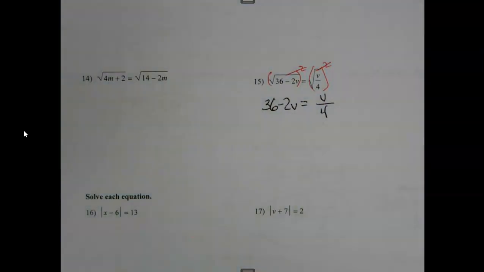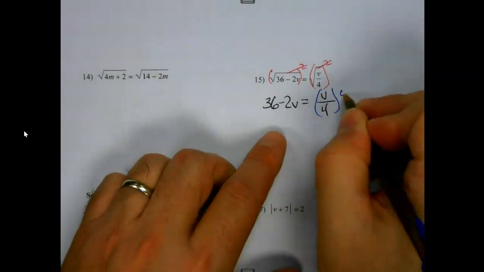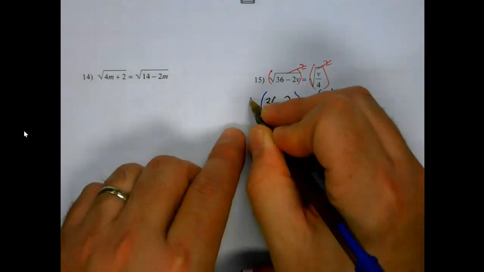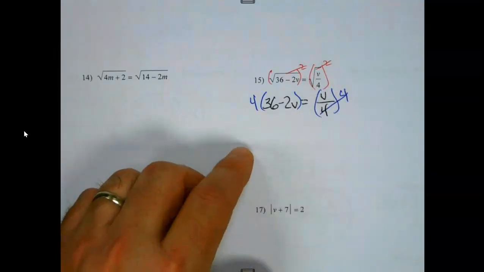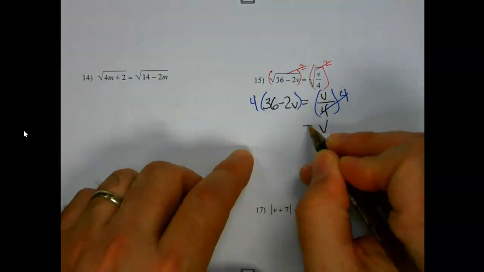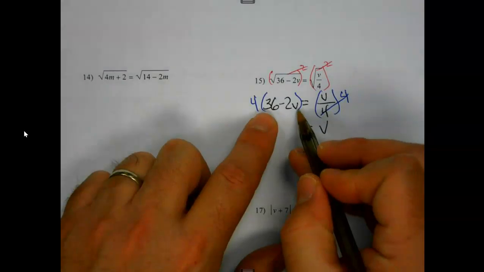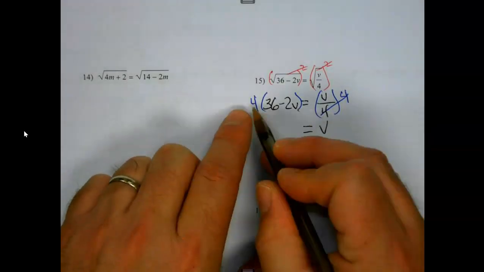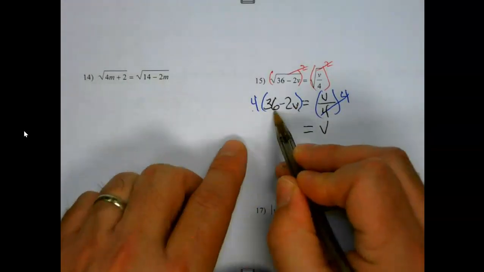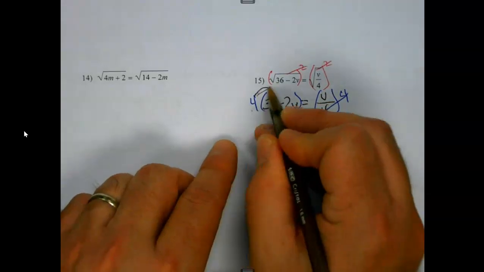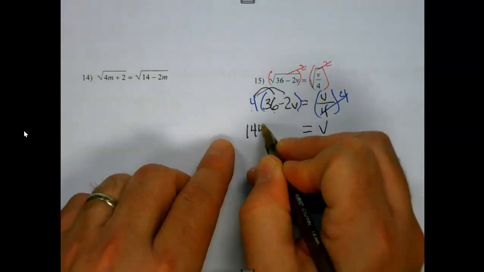So now that the radical's gone, what should I do now? Okay, let's get rid of the fraction. Important to note when you multiply by 4, on the other side I want to have parentheses here because I want to make sure the 4 goes to both things, not just the 36. So a little distributing action here.